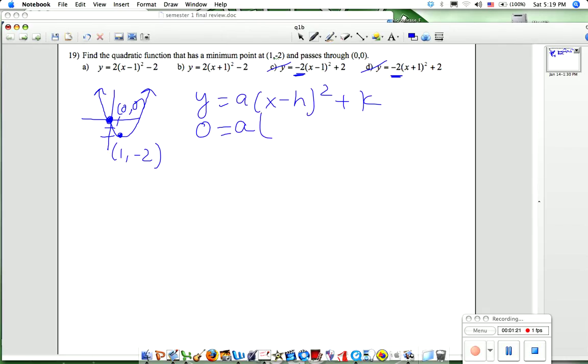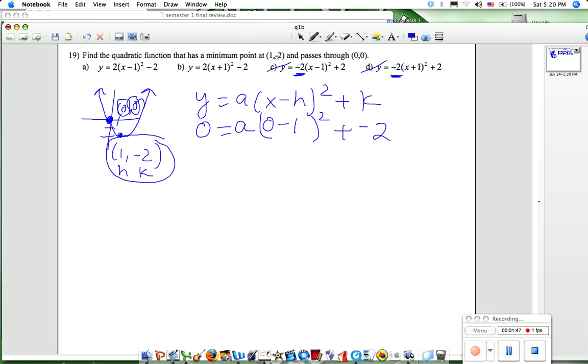Do we know what x is? Technically, we don't, so we're just going to put 0. So x is 0, y is 0, and then minus h. What is h? H is based on the vertex. H is 1, right? And k would have to be negative 2. Yeah, you're right. So h is 1, squared, plus k, which is negative 2 in this problem.